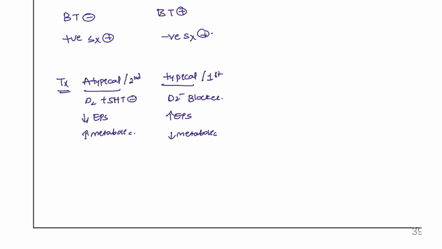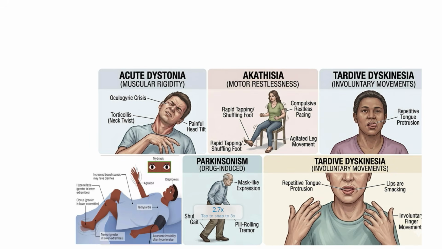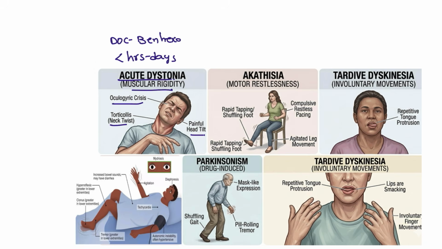Next, how are we going to treat the extrapyramidal symptoms, and how do they present? First one, acute dystonia. This is muscular rigidity, oculogyric crisis, torticollis, with a painful head tilt seen in this patient. This occurs within hours to days, and for this patient we give the drug of choice, benzhexol. Next, akathisia occurs over days. Suddenly the patient has tapping and compulsive restlessness. These are seen in this patient. Drug of choice is beta blockers.